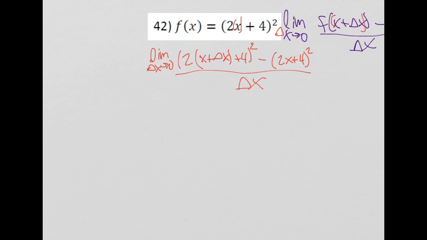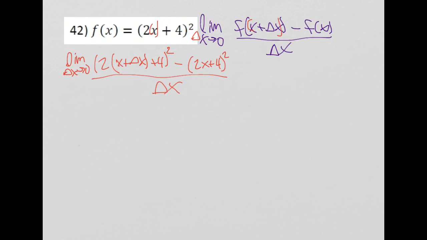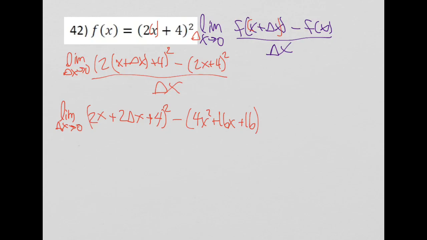And so now I'm going to do some distributing. So I'm going to get 2x plus 2 delta x plus 4, all that whole quantity squared, minus, if I go ahead and FOIL out the 2x plus 4, I'm going to get 4x squared, plus 16x and plus 16. So getting closer, still got a little bit more to do.